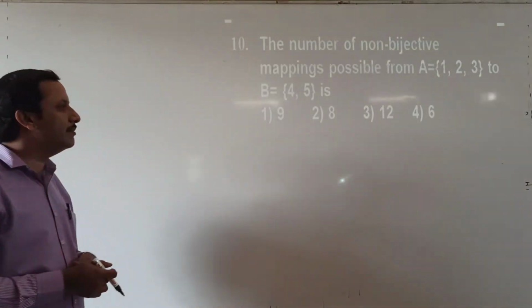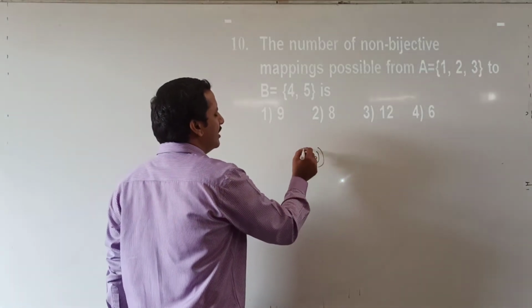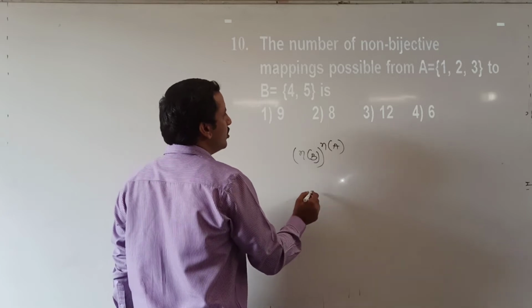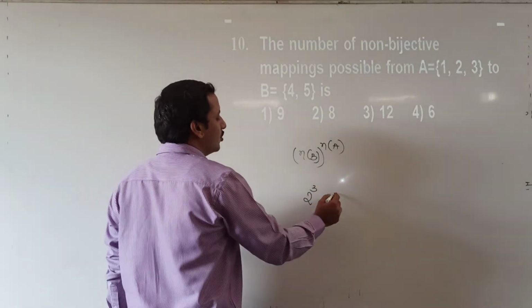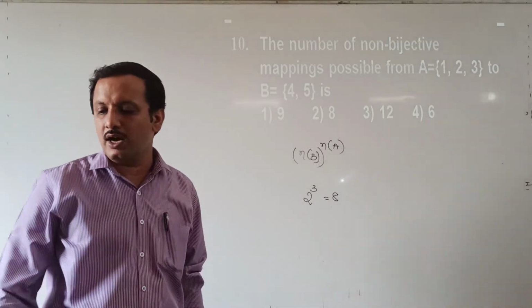How many functions can be defined from A to B? We know the formula, n(B) to the power n(A). In this case, n(B) is 2, n(A) is 3, 2 cubed is 8. So the number of non-bijective functions is 8.